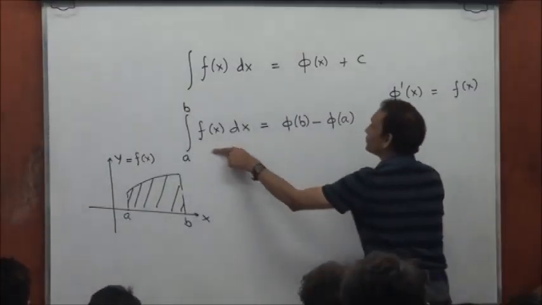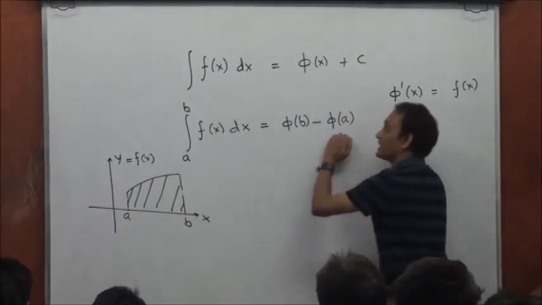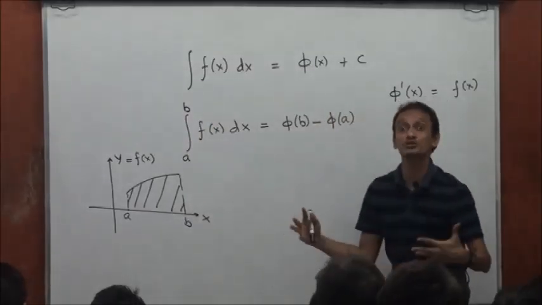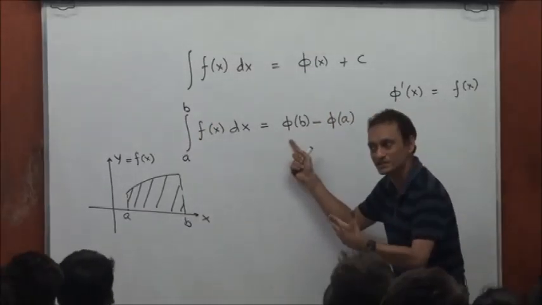And by the way, although it sounds so simple, this theorem, that the integral of f(x) dx from a to b is phi(b) minus phi(a), is actually the Newton-Leibniz theorem.